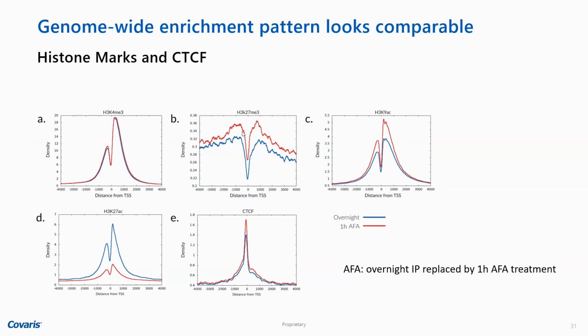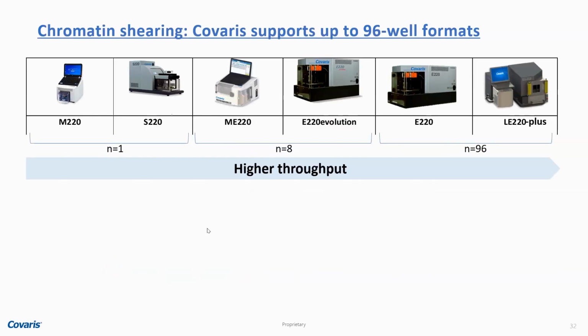However, for K27 ME3 mark and K9 acetylation and CTCF, we actually see more enrichment at the binding site. So we are thinking that we might even be improving the data here because we are enhancing the Brownian motion. So overall, this has been working very nicely, and we are very confident that for most marks we can reduce the time to an hour, and for some others we might just have to use 2 hours or 3 hours, which is still much shorter than overnight incubation.